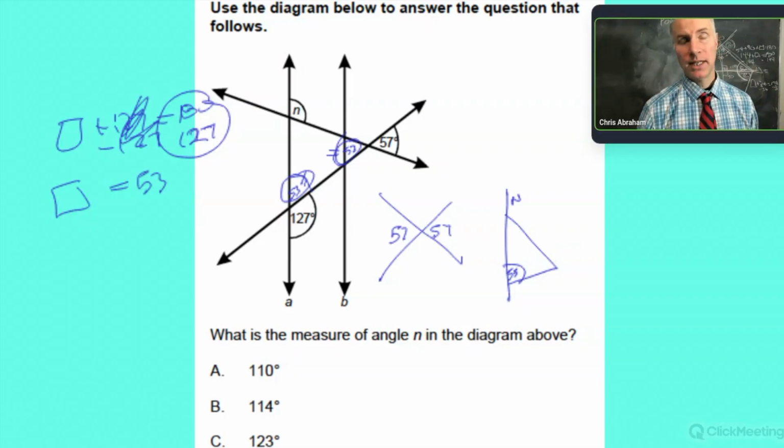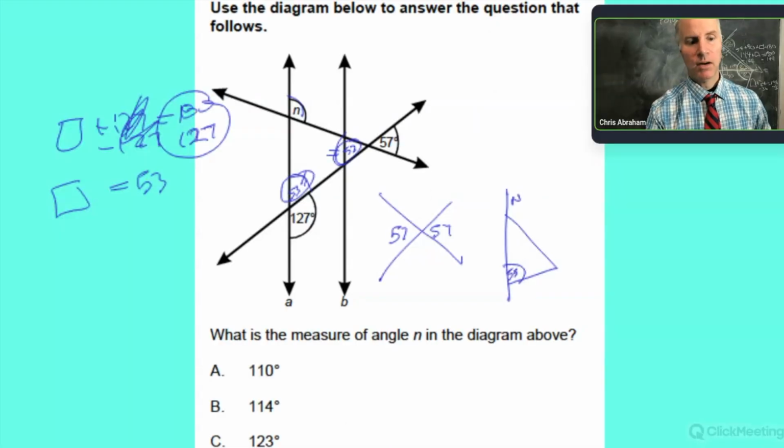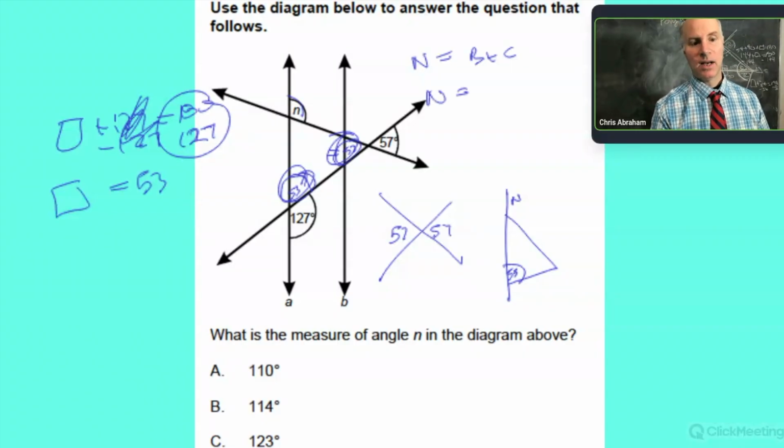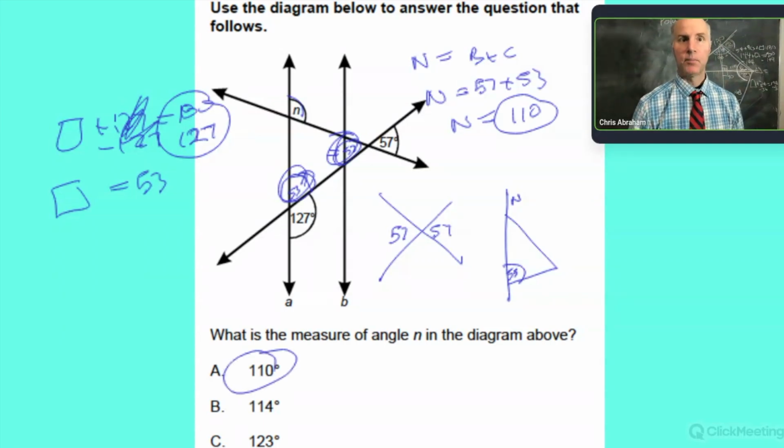So now we can use the exterior angle rule. Remember, the exterior angle is equal to the sum of the non-adjacent interior angles, or the sum of whatever this one plus this one is. We could rewrite this as n is going to be the sum of B plus C, or in this case, n is going to be the sum of 57 plus 53, or n is going to be equal to what? Well, 57 plus 53, here's our number sense, it's 110. Look at the answer choices, 110.